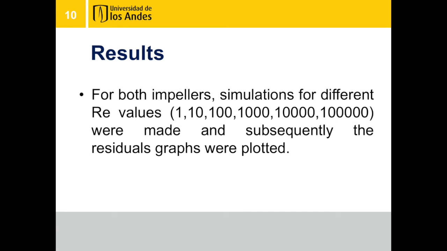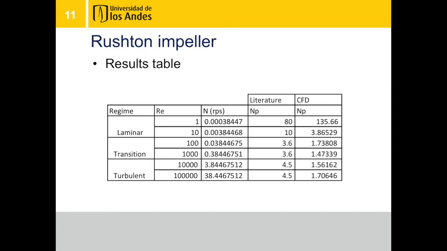After completing all simulations for both impellers, the residual plots could be obtained and the values regarding certain variables could be gathered. Simulations for 5 different Reynolds numbers within 3 different regimes were made. For the Rushton impeller, the results table is shown here, which shows the power number obtained from the simulation as well as the ones obtained from literature. Also, values such as Reynolds number and the angular speed are shown.